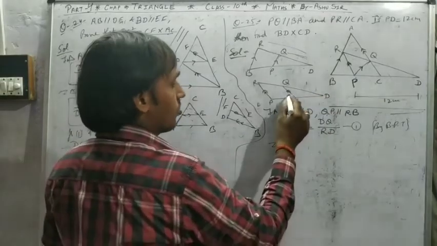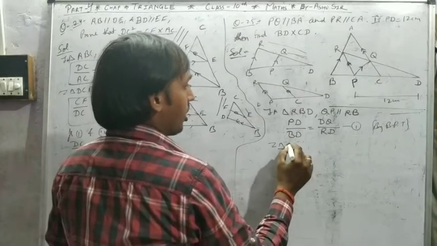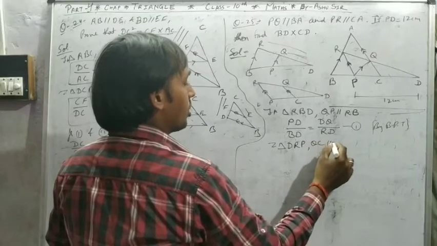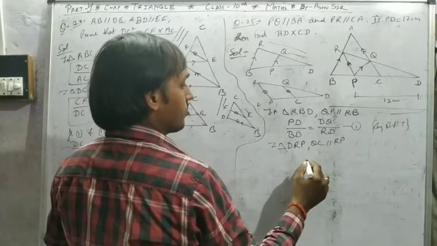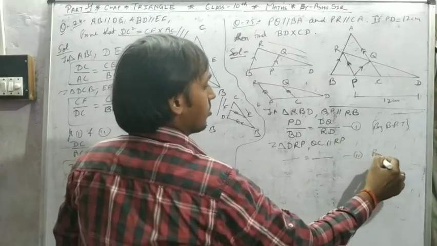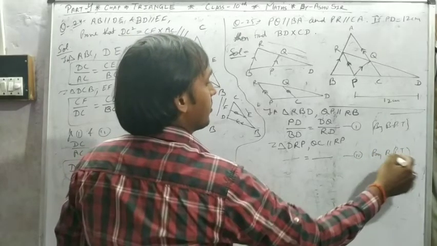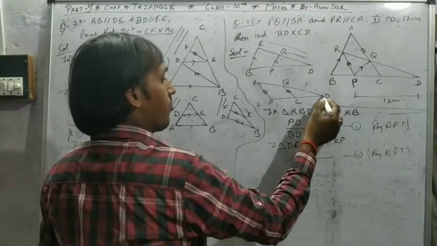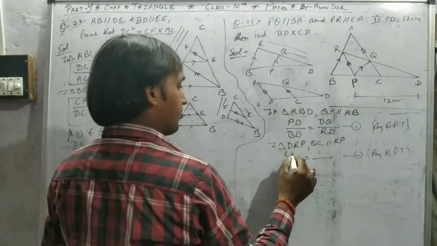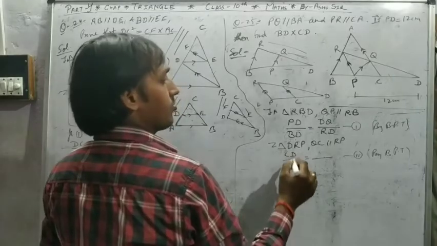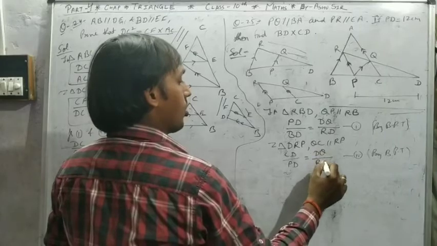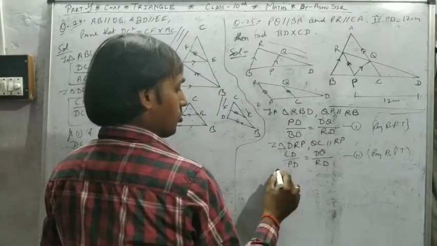So in triangle DRP, QC parallel to RP, by BPT. Same, CD upon PD, and here DQ upon RD, first upon whole, first upon whole.